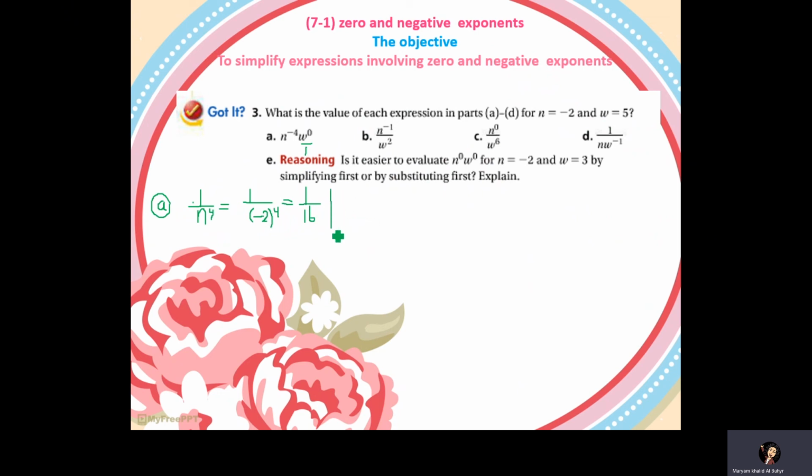For B, I will move this down. I will keep W to the power 2 up already because it has positive power. So that will be 1 over n to the power 1, W to the power 2. Simplify, that equals 1 over, what is n? -2.